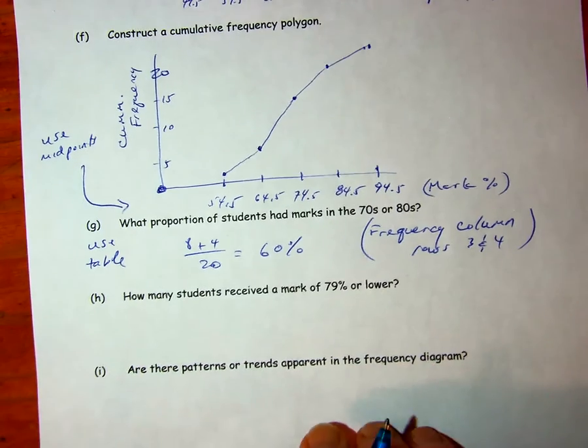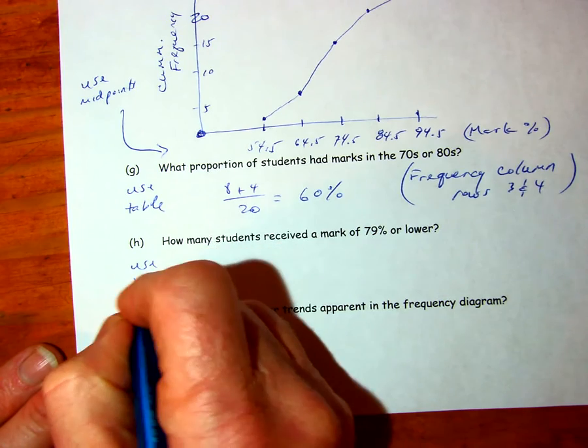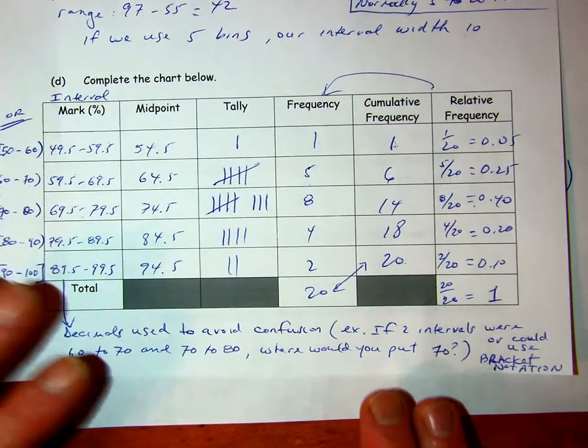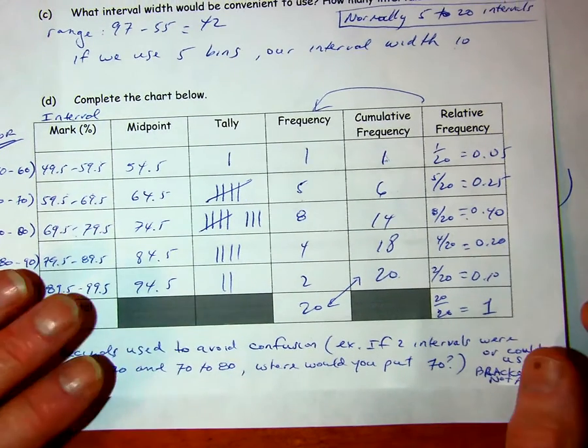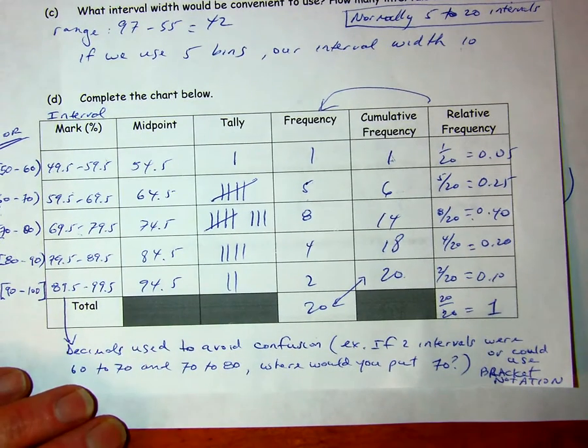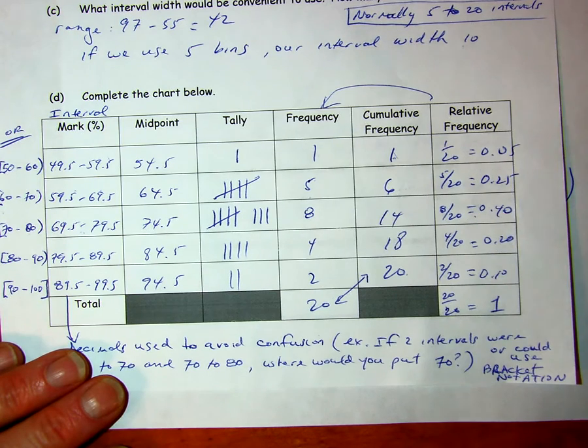All right. How many students received a mark of 79% or lower? Again, we used the table. So 79% or lower. What, the answer is staring us in the face? What number do we use? 79% or lower is what number?